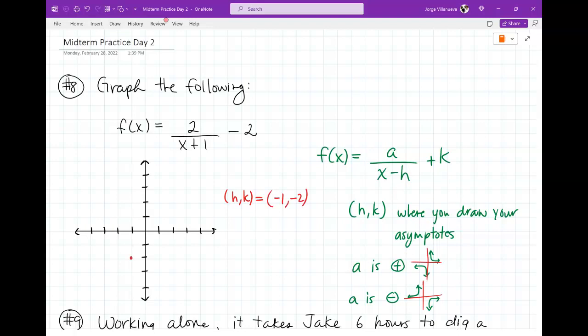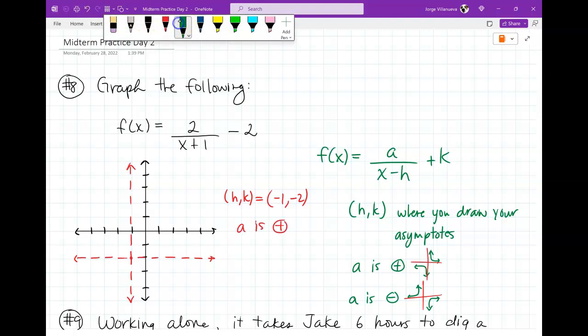Remember, you're not supposed to see the dot, so make it really tiny. And then you're going to draw horizontal and vertical dashed lines through it. So like this. These are the lines you're not supposed to touch. And then once you do that, you just ask yourself, what is a? Is a positive or is a negative? So a is 2, right? That number on the top, it's a positive 2. So a is positive, which means my graph is going to look like this.